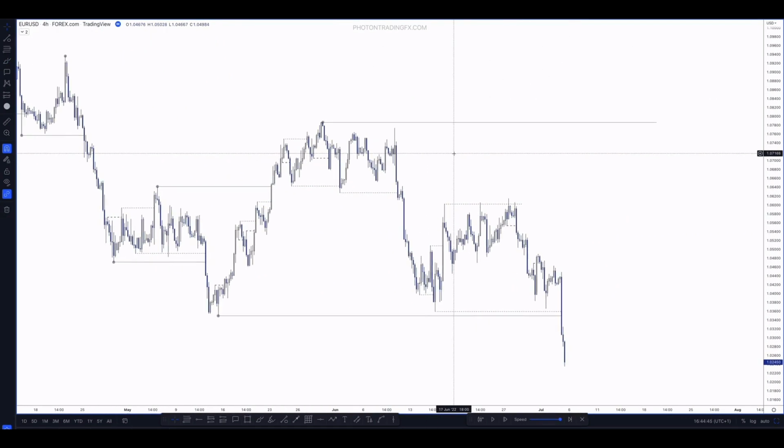Obviously, as we start to bring in more and more concepts and more layers to this, it can get a little bit more complicated. So we want to make sure that you're very, very comfortable with these concepts on one time frame before we start to bring in everything else.